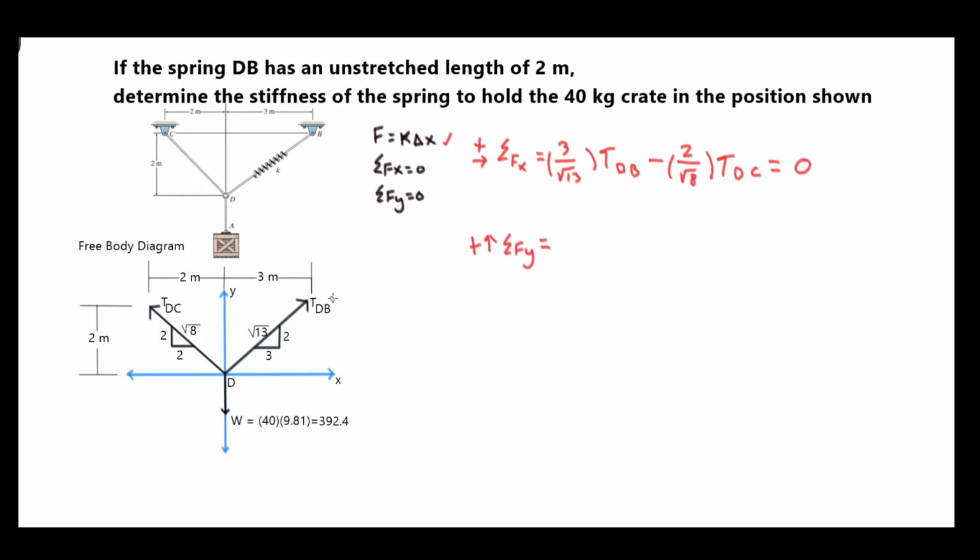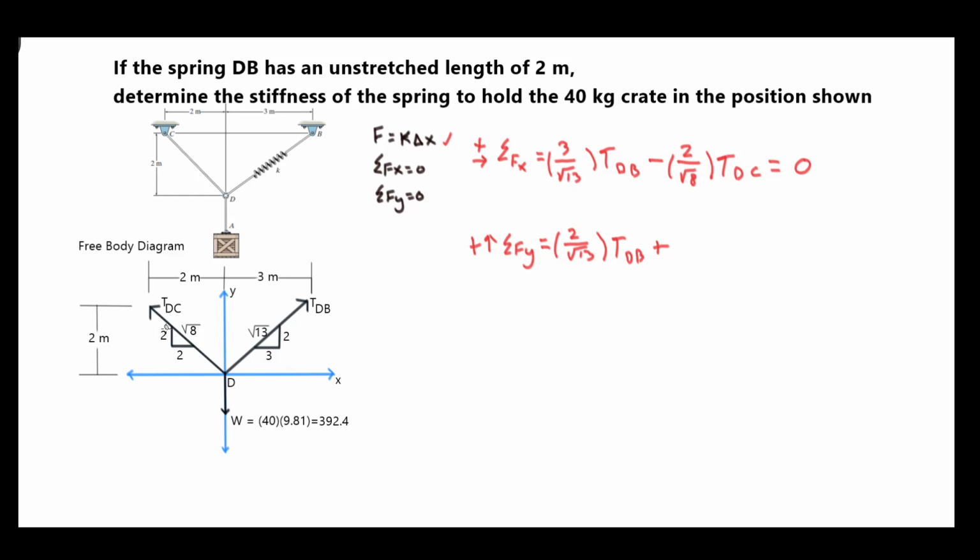Now starting with our tension in DB here. Once again, we're going to use this triangle system. So our y component here is 2, and then we'll divide that by the hypotenuse, which is 13. So we have 2 over square root of 13 times the tension in DB. Also, just to reiterate, both these vectors are going in the positive y direction, so they'll both be positive.